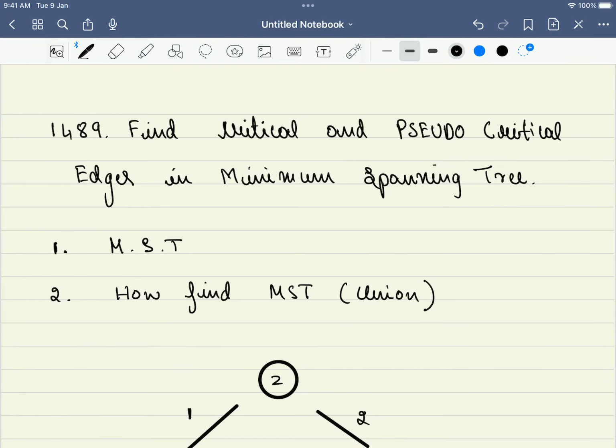So the two concepts are, the first thing is what is an MST? And how do we find an MST?